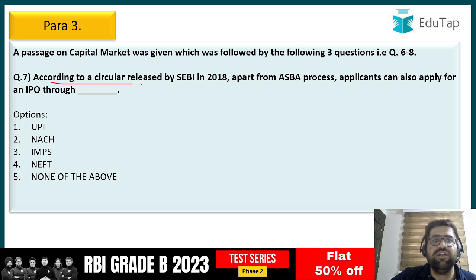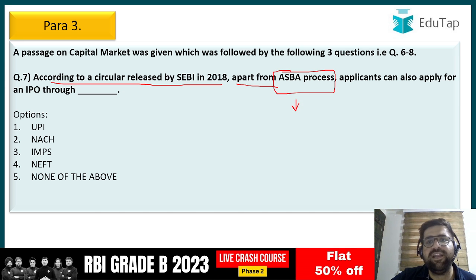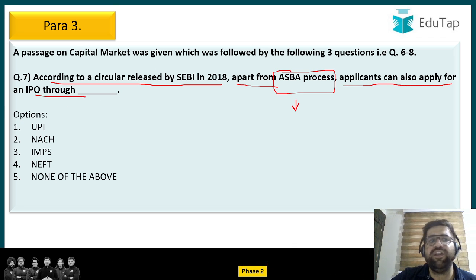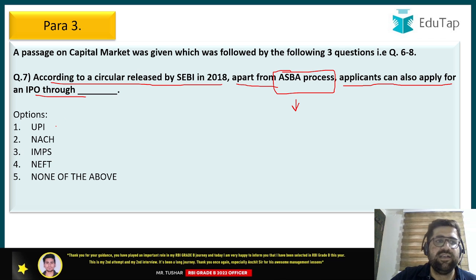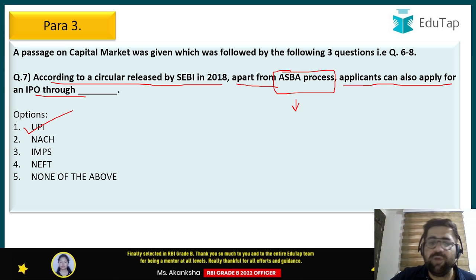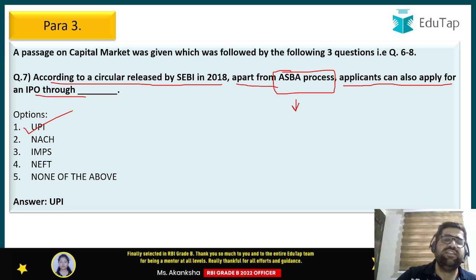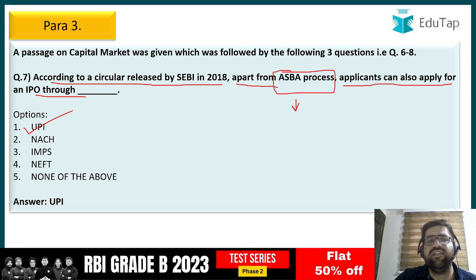According to the circular released by SEBI in 2018, apart from the ASBA process, I hope you remember what ASBA is. ASBA is your application supported by blocked amount. Applicants can also apply for IPO through which particular instrument? Is it UPI? Is it NACH? Is it IMPS? Is it NEFT? Or is it none of the above? The correct answer here will be UPI. SEBI has released certain guidelines related to UPI. With the help of UPI, you can invest your money in capital markets too. Therefore, the correct answer will be option 1.